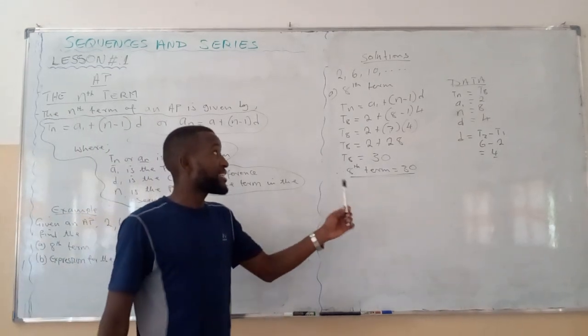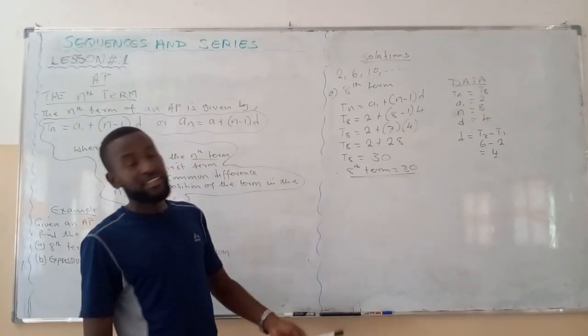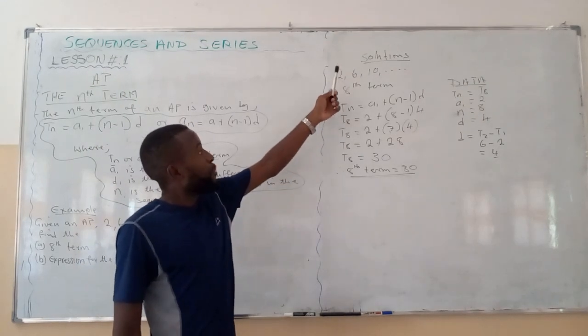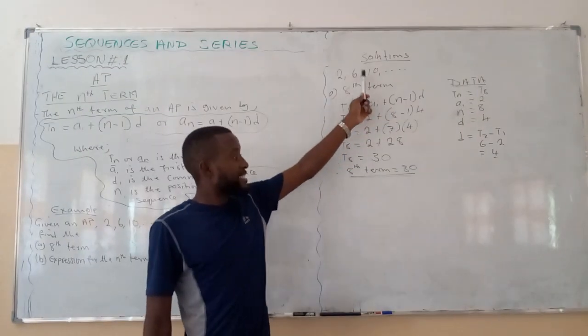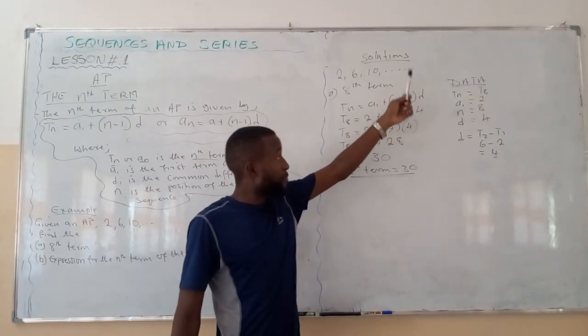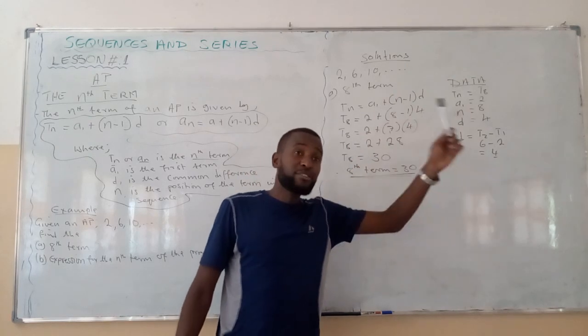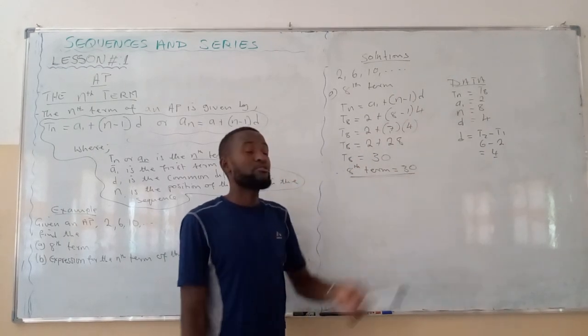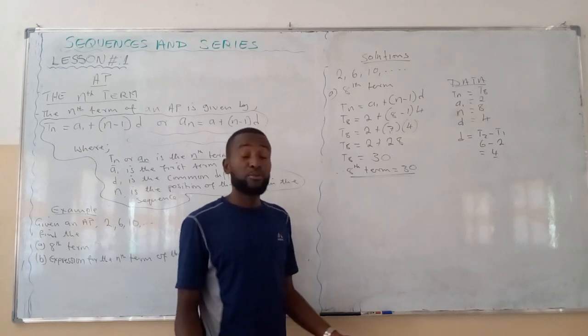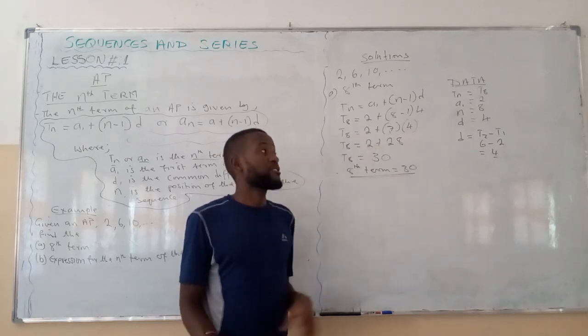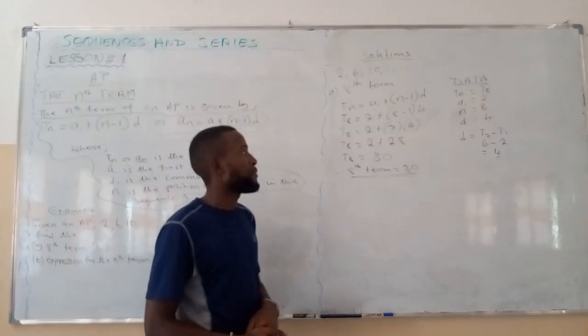So if you want, you can prove it by adding, say, 2 plus 4, you get 6. 6 plus 4, you get 10. 10 plus 4, you get 14. 14 plus 4, just until 30, until you find 30. You are going to find that it will be the 80th term. That will give you 30. You can prove it that way. But this is the simplest way you can find the 80th term.